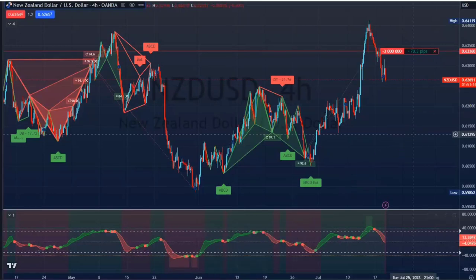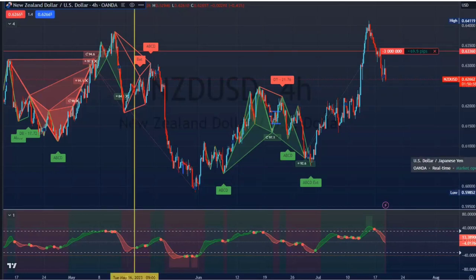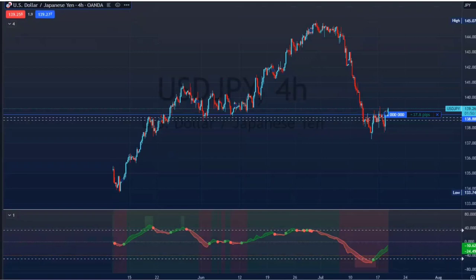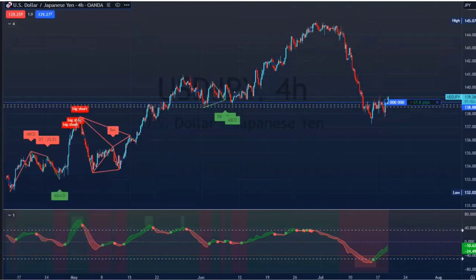I got this too high. I gotta move that. Alright, so how do I write that down? Move NZD down. I'll move the alert down. So, alright, with some of the other ones, how's this one doing? Yeah, that was a struggle. USD JPY was a struggle for me. Alright, so we're at 38.